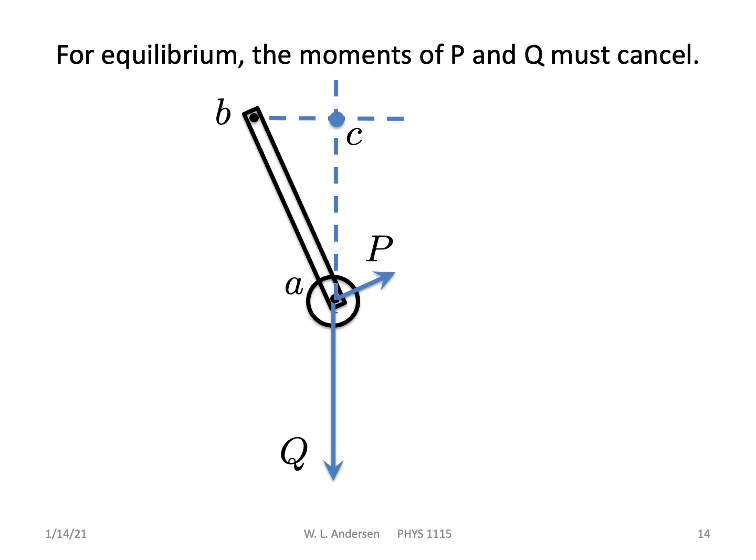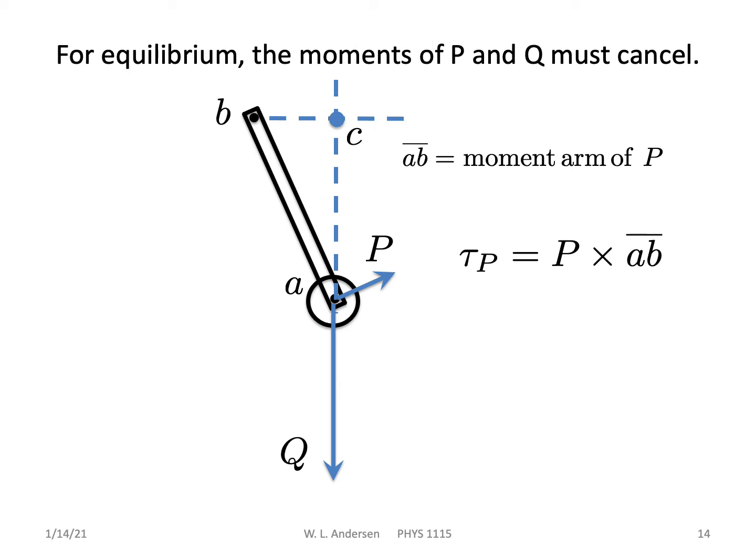P is in fact perpendicular to the rod AB. So in fact, that distance A to B is the moment arm of P, and the moment or torque exerted by the force P is simply the weight or force P times that distance, the moment arm.